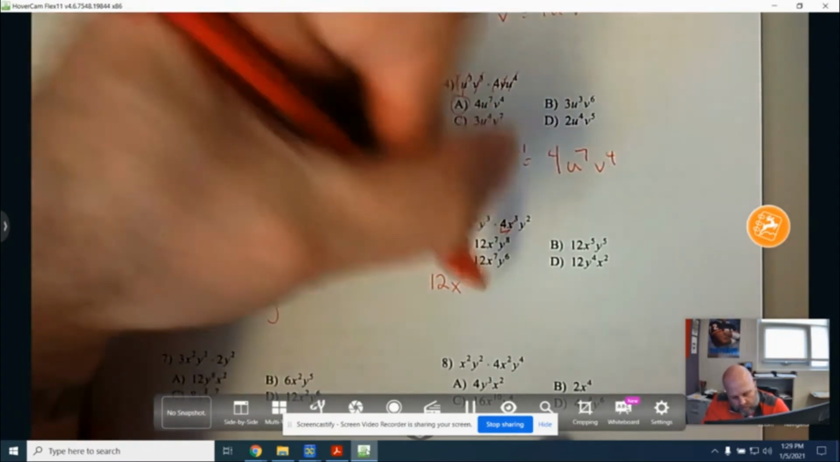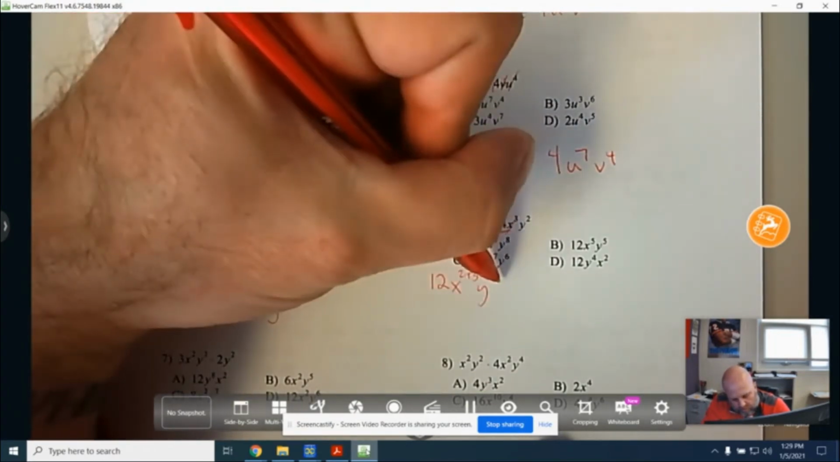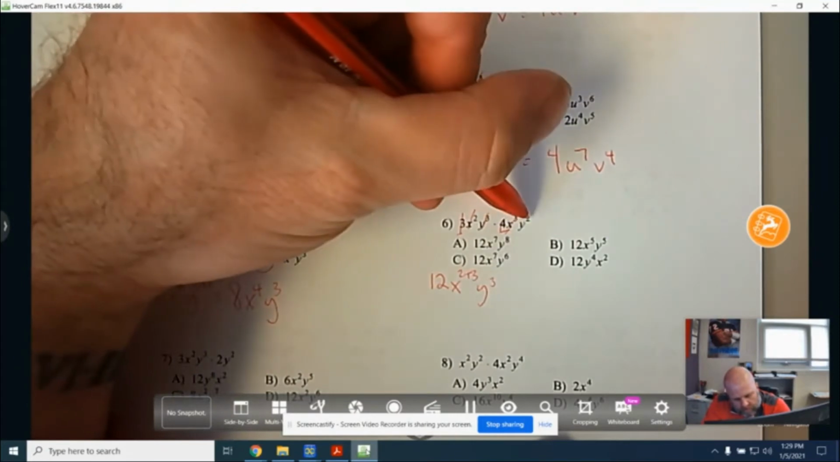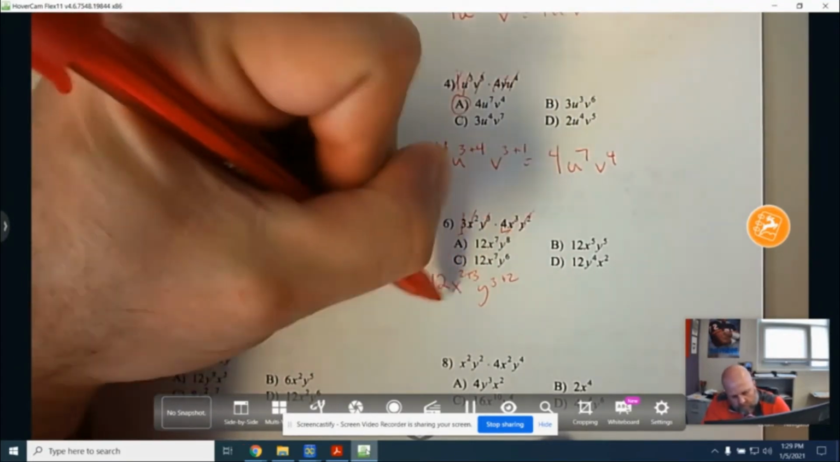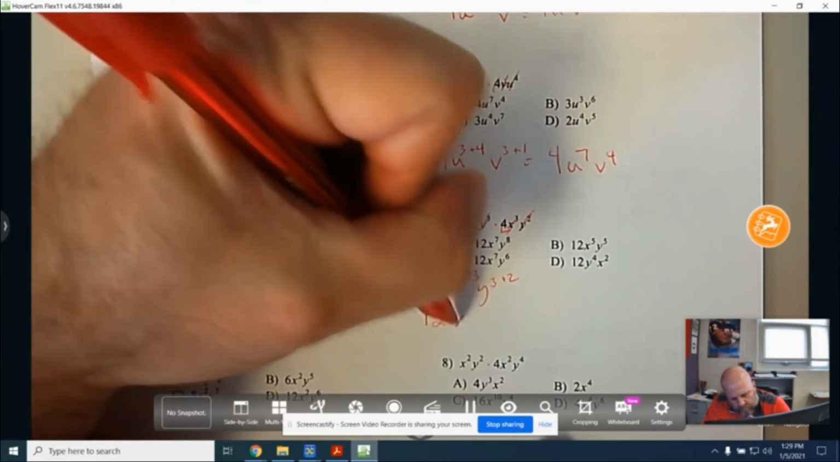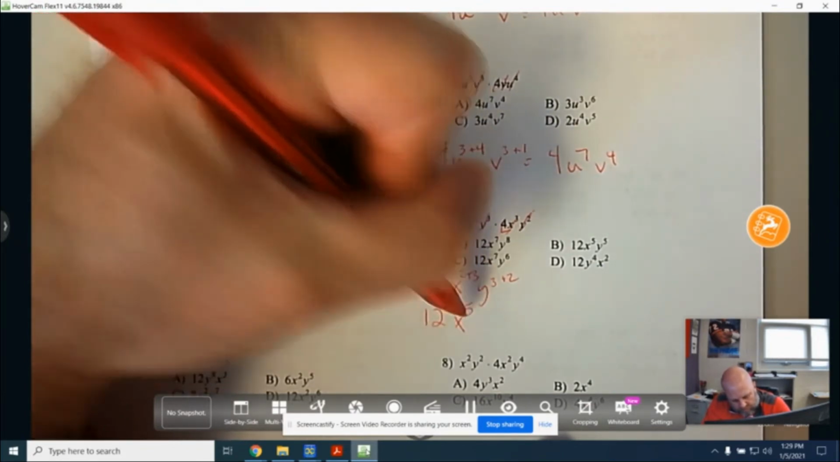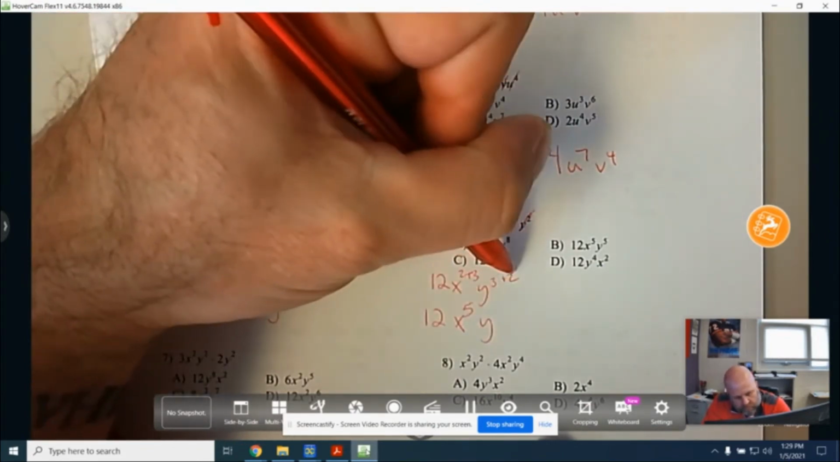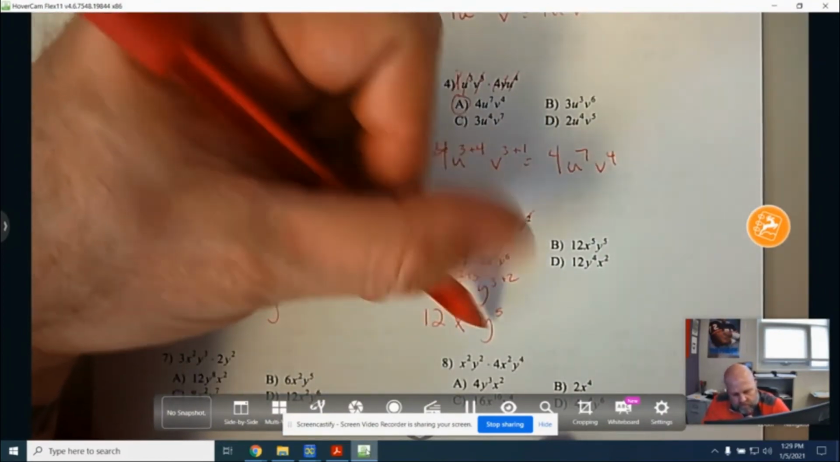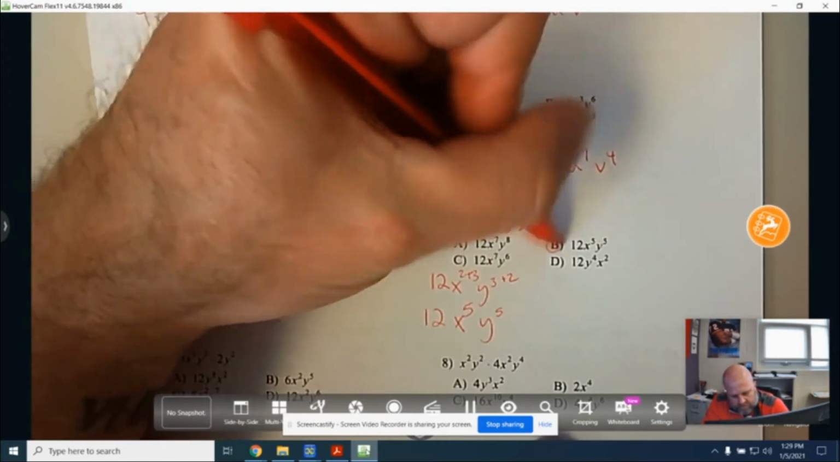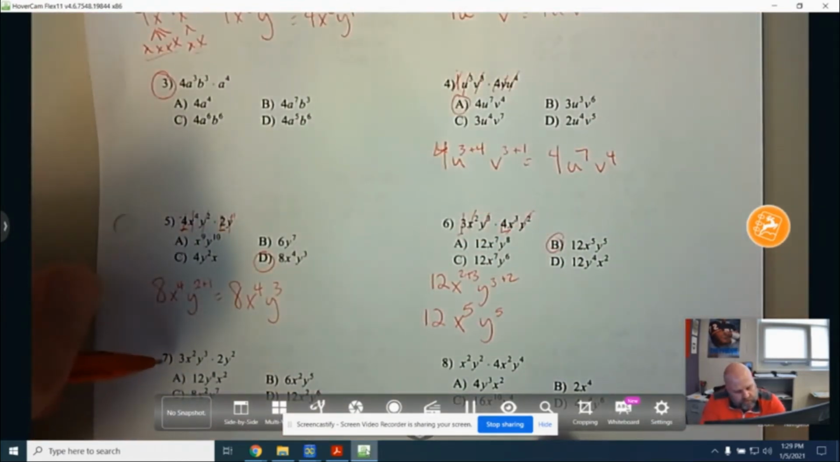And then I'll show my y's. So I have 3 y's here. And then I've got 2 y's back there. So it comes together. 12 x to the 2 plus 3 is 5. Y to the 3 plus 2, also 5. So 12x to the 5th, y to the 5th. Letter B. Okay, you guys do number 7.